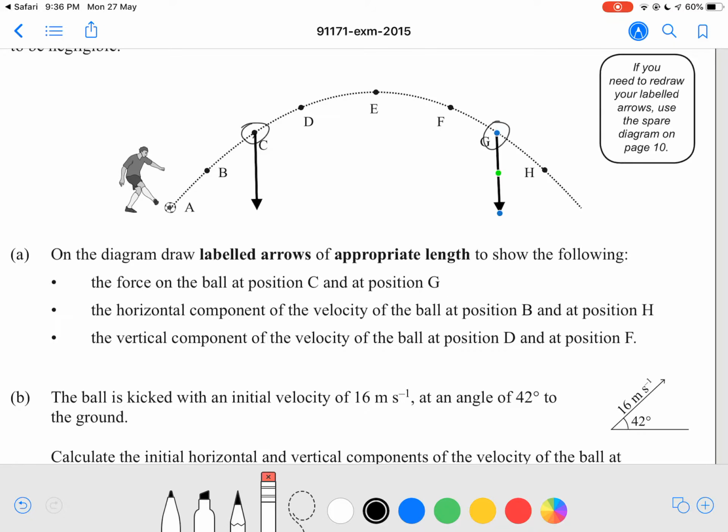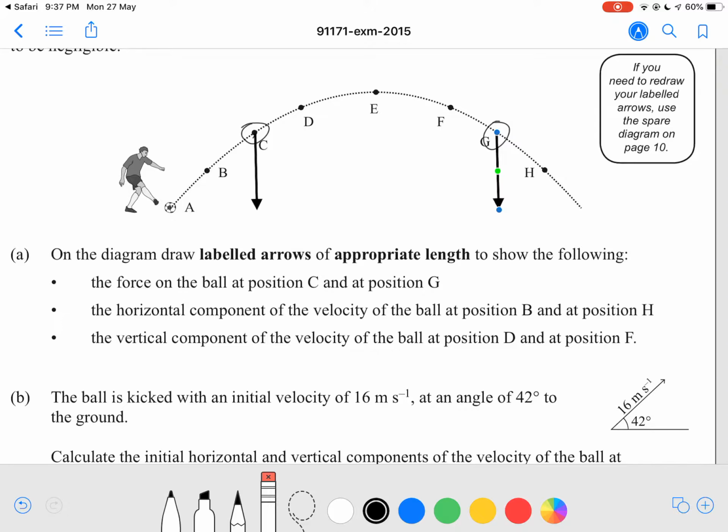Okay, when you're drawing the arrows, make sure they're about the same size. It doesn't have to be exact, but similar size, because the mass of the ball doesn't change, and because the mass doesn't change, the weight force of the ball doesn't change. This means that both these arrows should be approximately the same size, really close, similar size, okay?